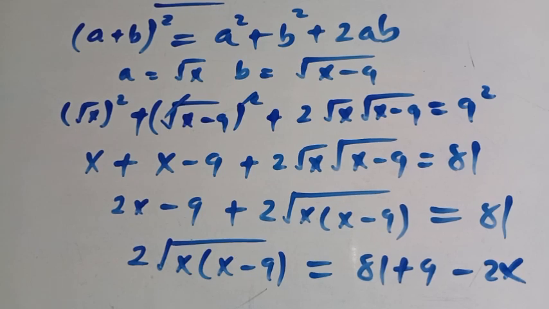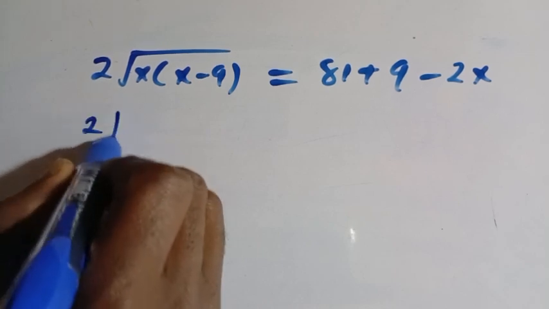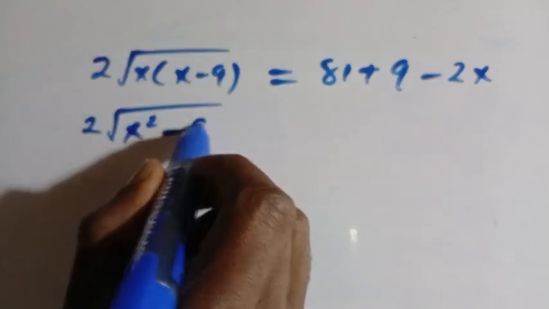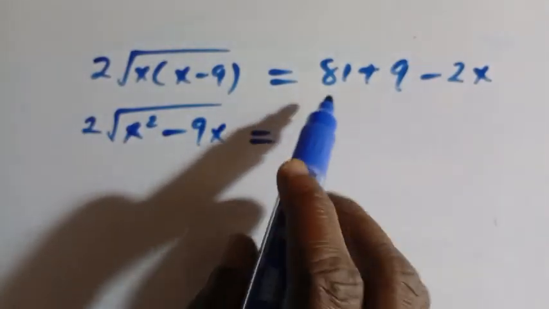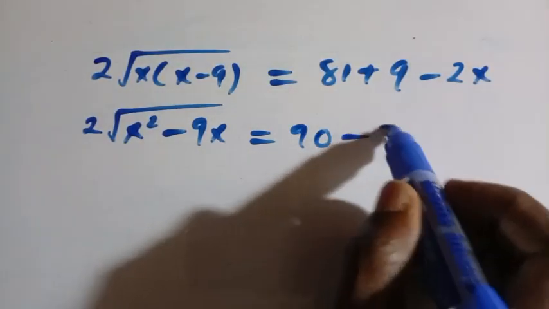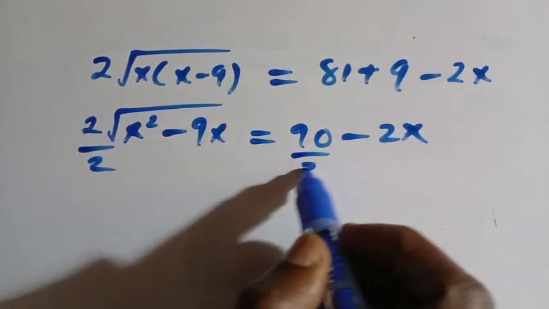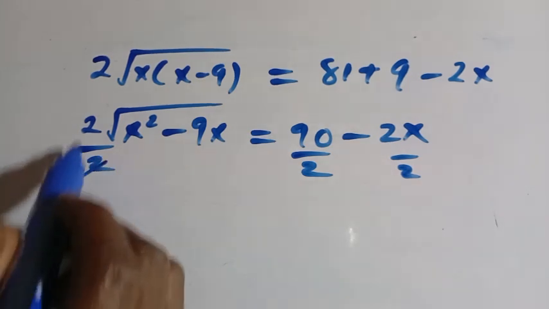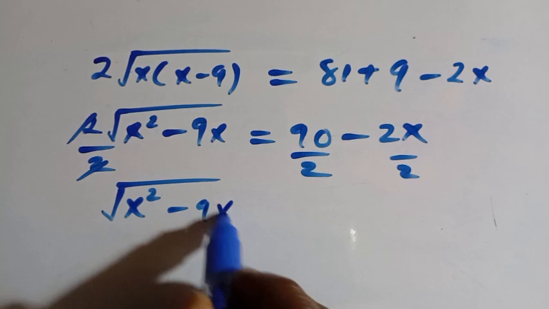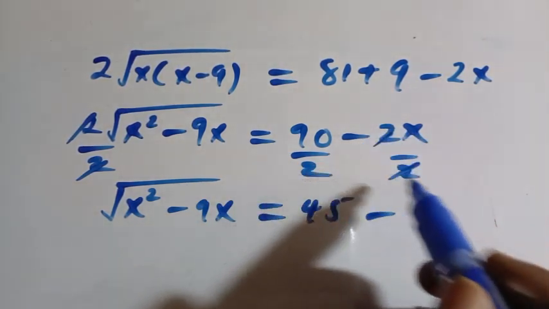So after having this, we have 2 multiplied by root of x times x, that is x squared, minus x times 9, we have 9x. This equals 81 plus 9, that is 90, minus 2 times x, that is 2x. And from here, let's divide both sides by 2. When we divide both sides by 2, 2 cancels 2, and here we have root of x squared minus 9x equals 45 minus x.